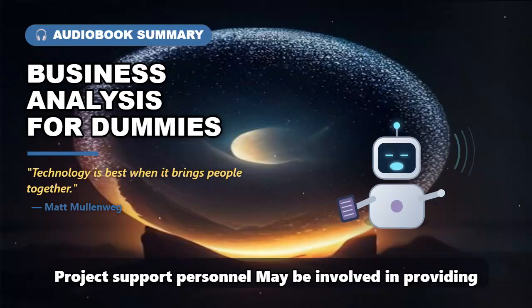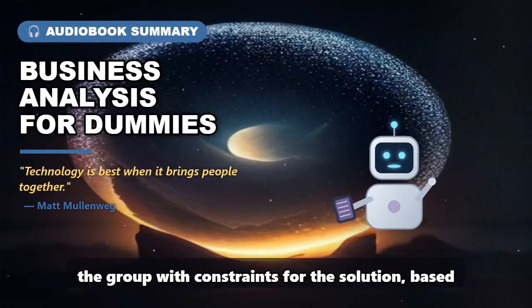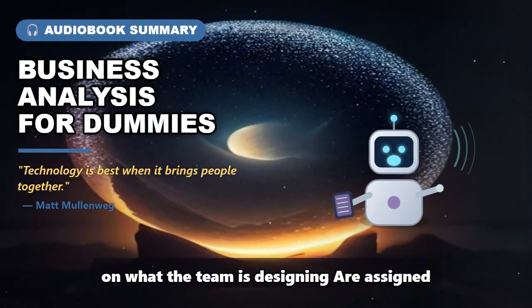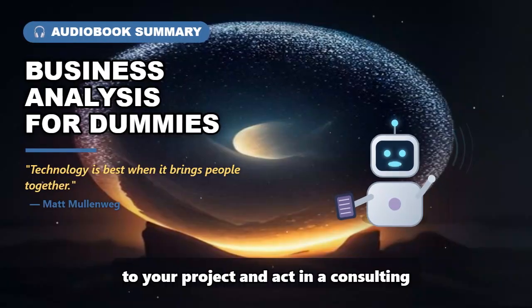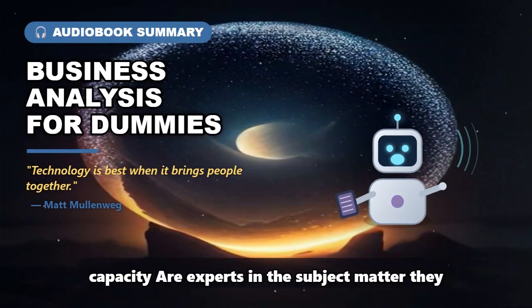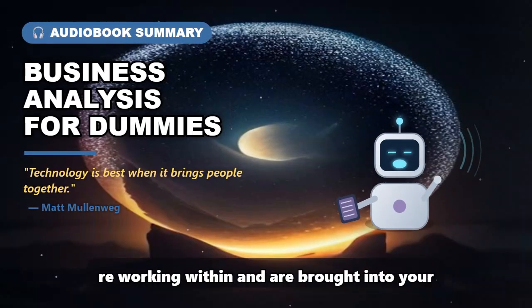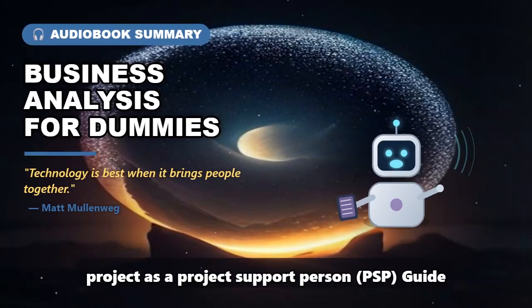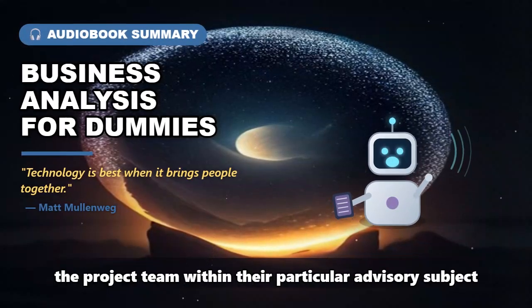Project support personnel may be involved in providing the group with constraints for the solution, based on what the team is designing. They are assigned to your project and act in a consulting capacity, are experts in the subject matter they are working within, and are brought into your project as a project support person (PSP). They guide the project team within their particular advisory subject matter area.